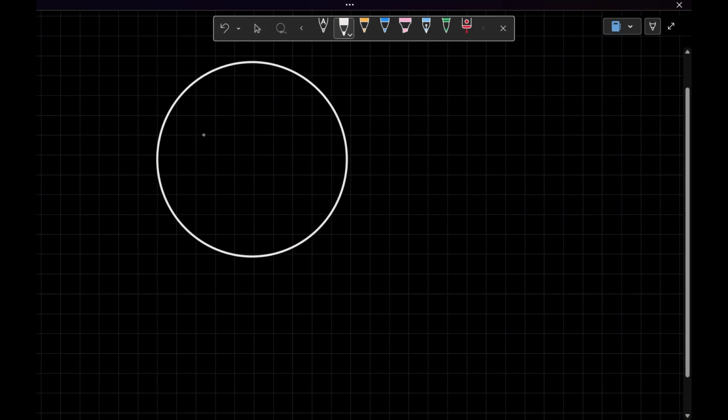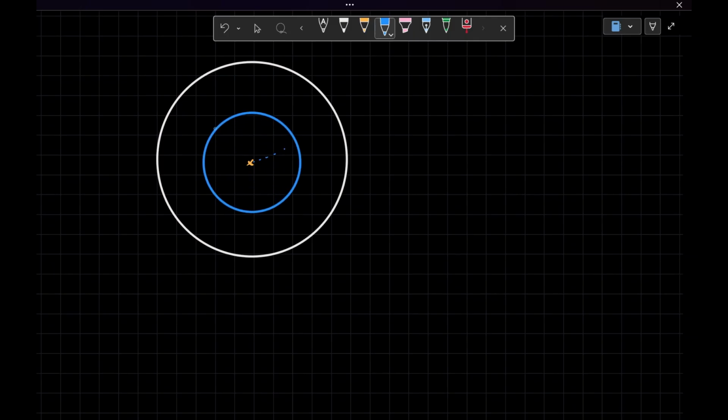Okay, imagine you have a circular field, and let's call this the center. And now you have a goat tied with a rope of length R. The question here is: what is the length of this rope R, so that the goat will eat exactly half of the area of this field?